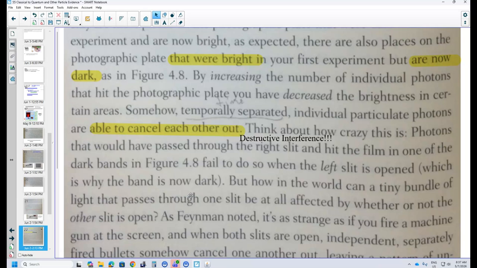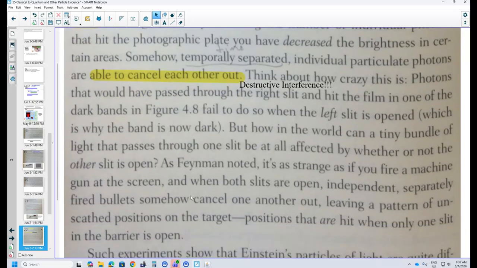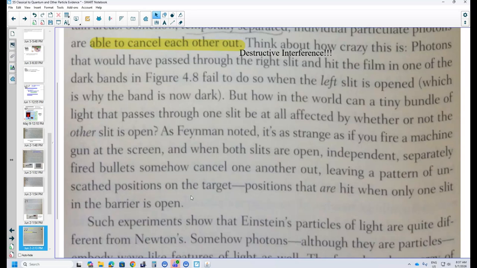Somehow, even though they're temporally separated, arriving at very different times, one after the other, individual particle photons are able to cancel each other out and have destructive interference. Think about how crazy this is. The photons that would have passed through the right slit and hit the film in one of the dark bands in figure 4.8 fail to do so when the left slit is open, which is why the band is now a dark area. But how in the world can a tiny bundle of light that passes through one slit be affected by whether or not the other slit is open?